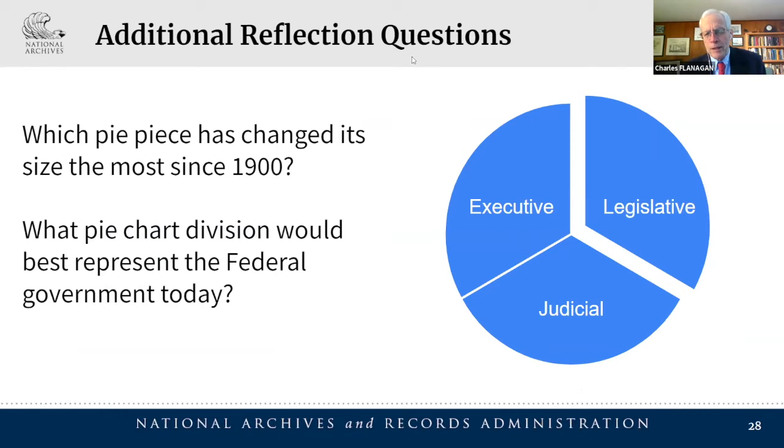And what about that Great Society? But then there was the Reagan Revolution. Darn, where are we today? Which pie piece has changed the most?